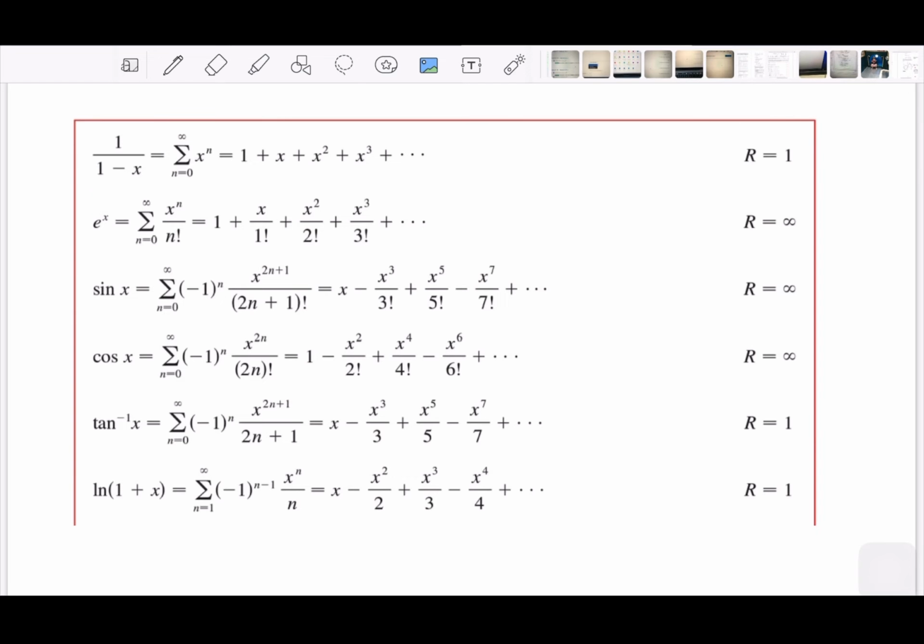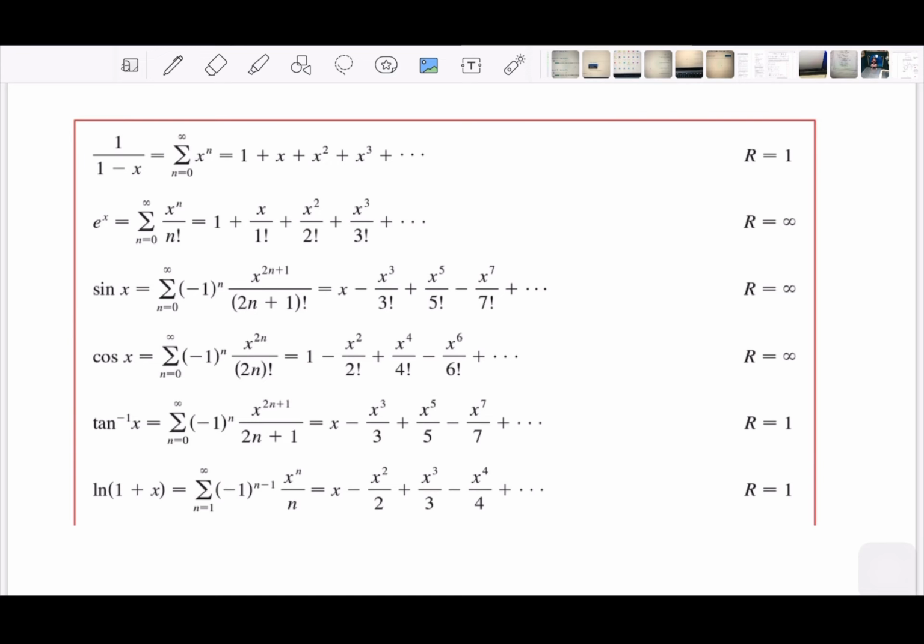Of course, the first one is the basic one that we also did last time, 1 over 1 minus x, and then e to the x, sine x, cos x. I hope these two can be studied together, because you can just pick one and the other one is just the derivative of it. And then tangent inverse, and then ln of 1 plus x.